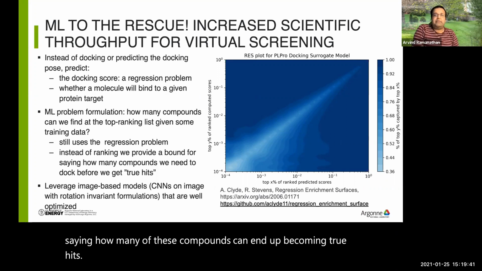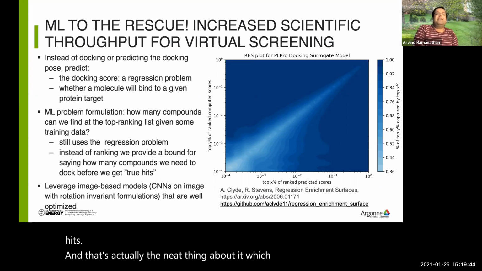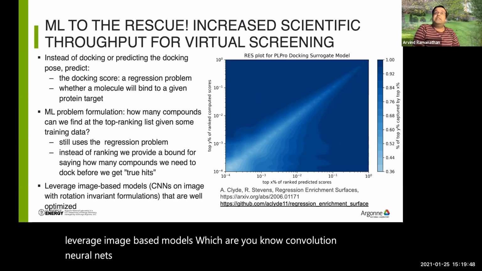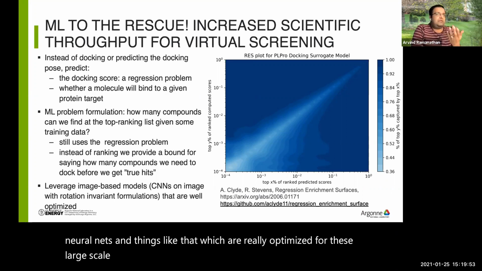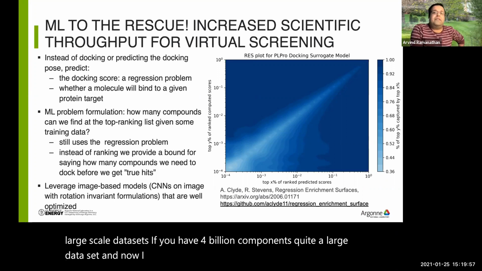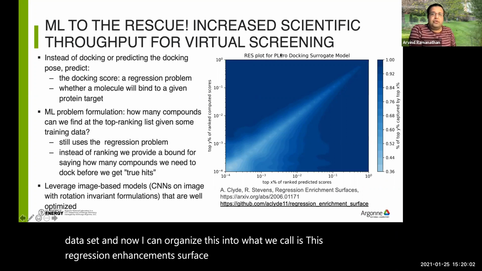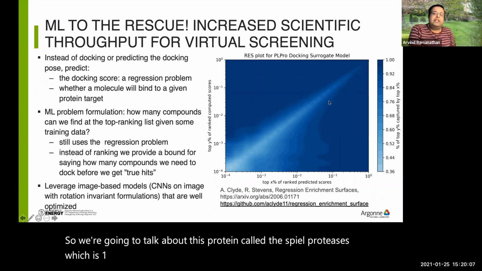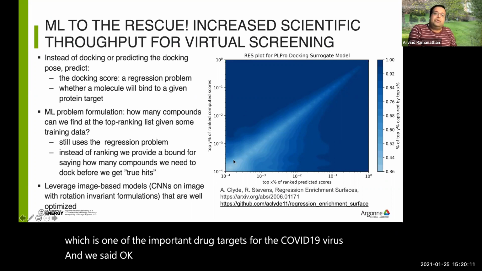That's the neat thing about it: we can leverage image-based models, which are convolutional neural nets and things like that, which are really optimized for large-scale data sets. If you have 4 billion compounds, it's quite a large data set. Now I can organize this into what we call a regression enhancement surface plot. We're going to talk about the SPL protease, which is one of the important drug targets for the COVID-19 virus.